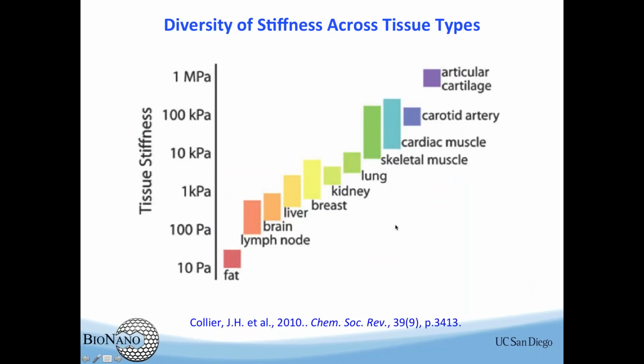From the printing point of view, I'd like to mention two things that are very related to engineering. Number one is tissue stiffness. As you can see, in a human, all these different tissues or organs have quite different stiffness, from fat to kidney to cartilage to bones.